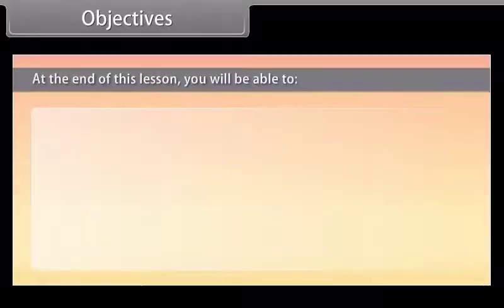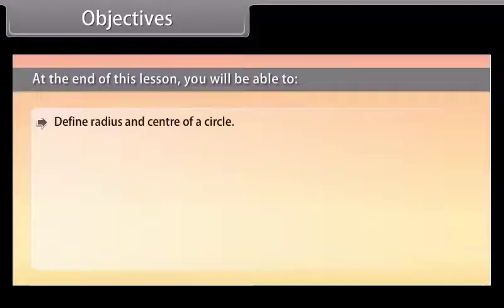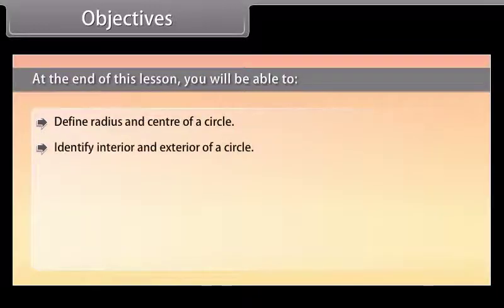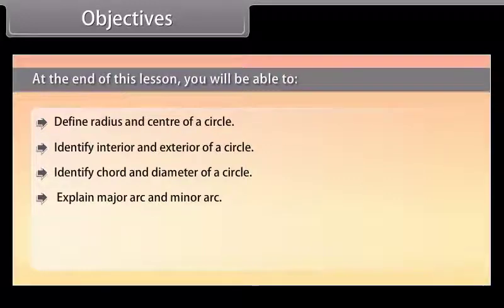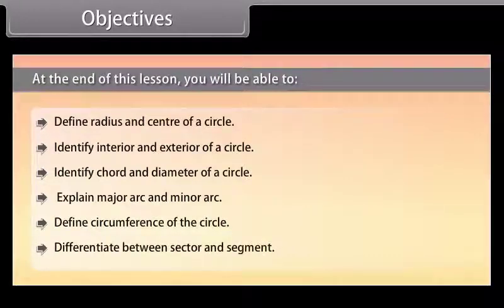Objectives. At the end of this lesson, you'll be able to define radius and center of a circle, identify interior and exterior of a circle, identify chord and diameter of a circle, explain major arc and minor arc, define circumference of the circle, differentiate between sector and segment.